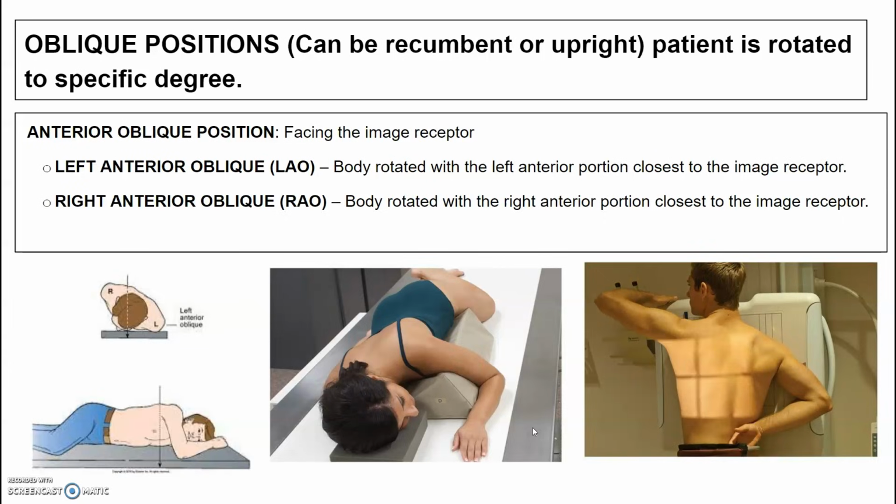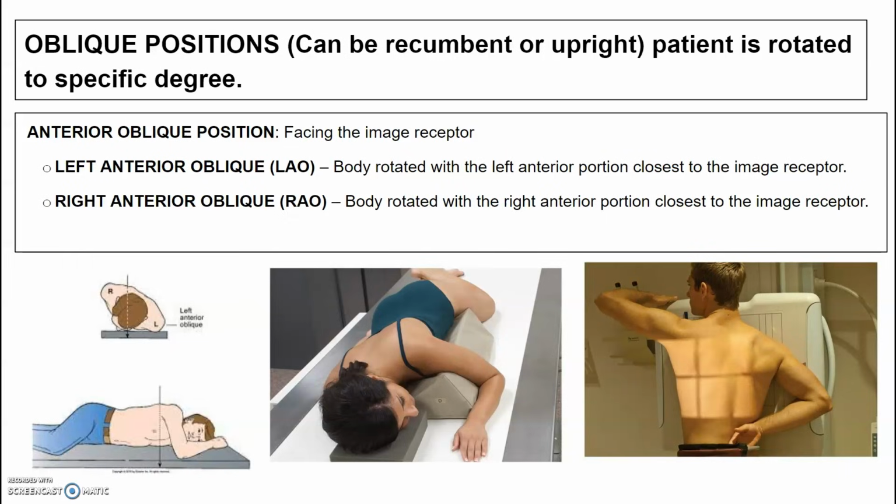Oblique positions, these can sometimes be a little confusing, but let's keep it basic. Oblique simply means your patient is not facing straight on, or they're not lying flat on their back. They are turned to a certain degree. Sometimes it's going to be a 15-degree turn. Sometimes it's going to be 45. But oblique simply means they're not straight.